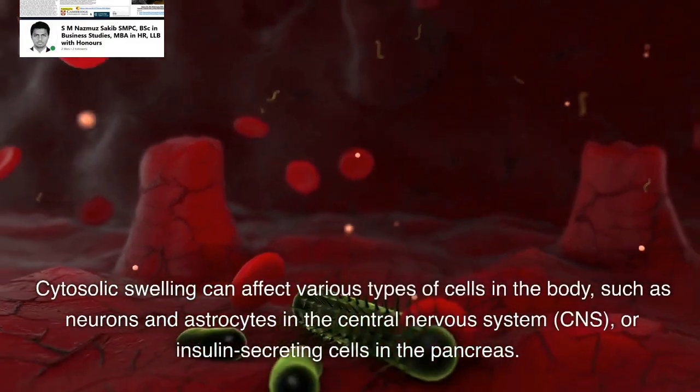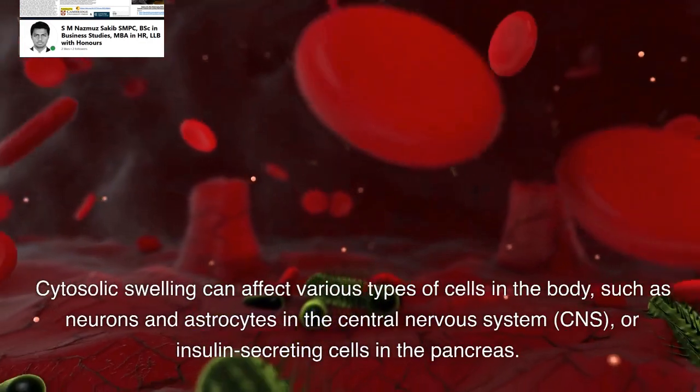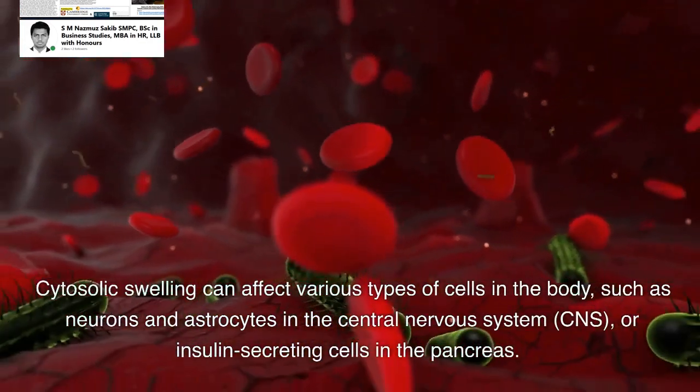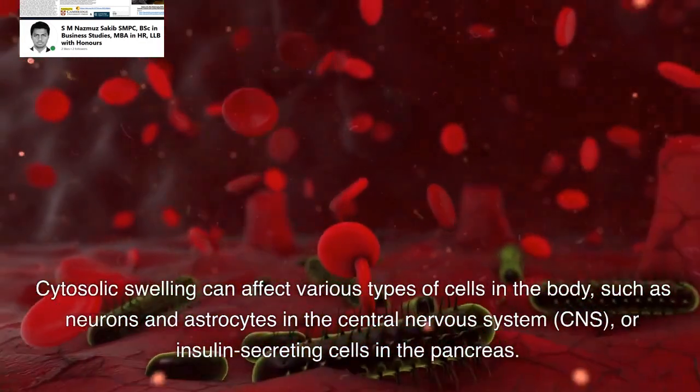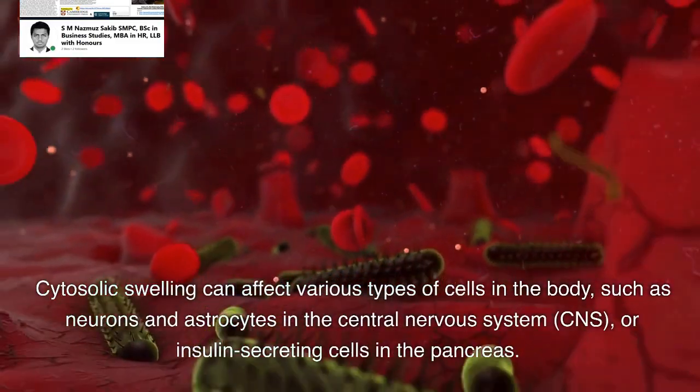Cytosolic swelling can affect various types of cells in the body, such as neurons and astrocytes in the central nervous system, CNS, or insulin-secreting cells in the pancreas.